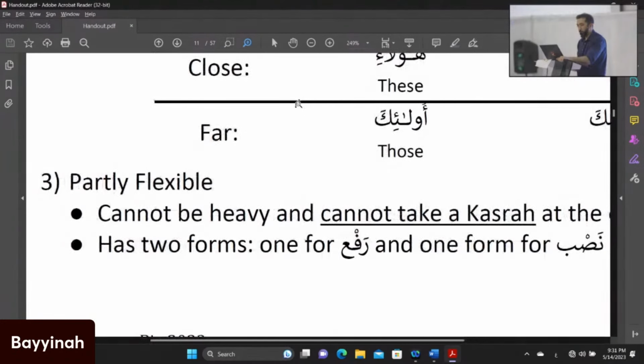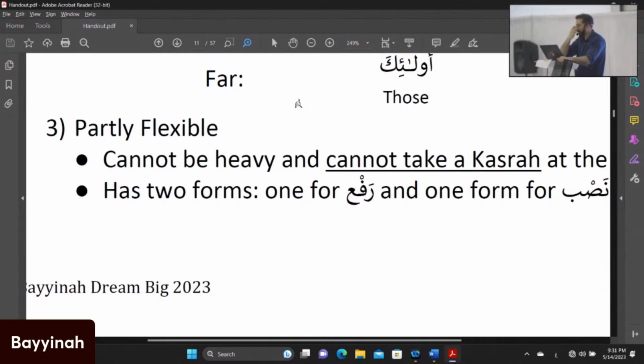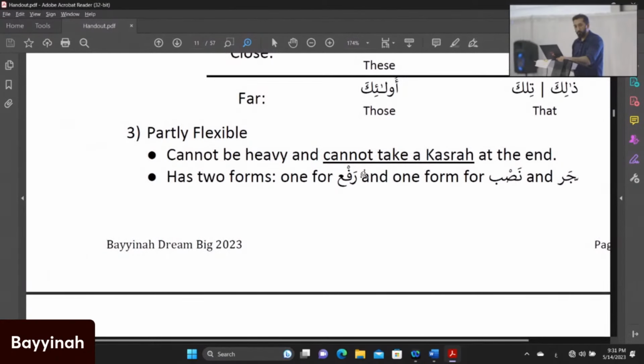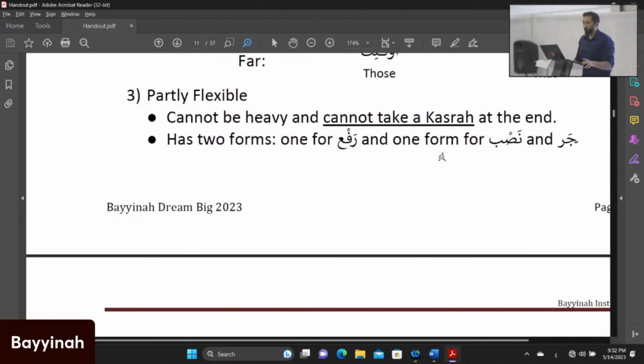We can go over to partly flexible. We'll come back and understand that in a couple of days. But for now, we can go to partly flexible. What's the first limitation on partly flexible? They cannot be heavy. And they cannot take a kasra. Kasra means what sound? E sound. They cannot take kasra at the end. It has 2 forms, one for rafa and one for nasab and jar. Does that make sense? Yusufu is for rafa and Yusufa is both for nasab and jar. So if you see Yusufa in the Quran, what's your answer? It could be nasab, could be? Excellent. Excellent.